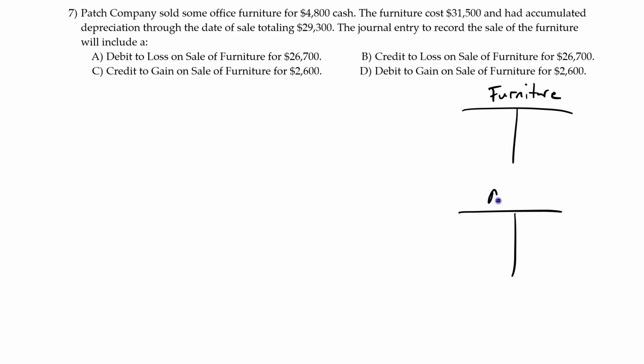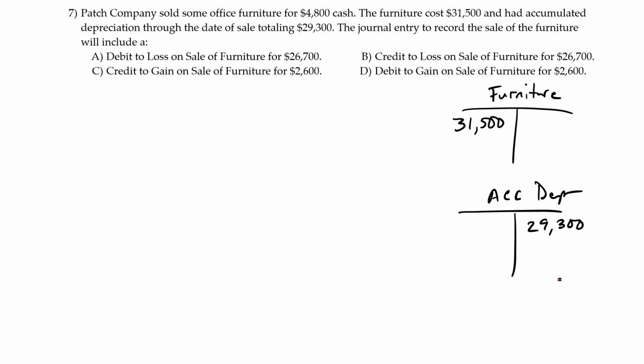So we have furniture, and we have accumulated depreciation for furniture. It tells us the furniture cost was $31,500. That's a debit, and that's the balance of furniture. It tells us accumulated depreciation, which of course has a normal credit balance, is up to date at $29,300. If that hadn't been up to date, we would have to record depreciation expense to get that up to date. And then we sold it for $4,800 cash.